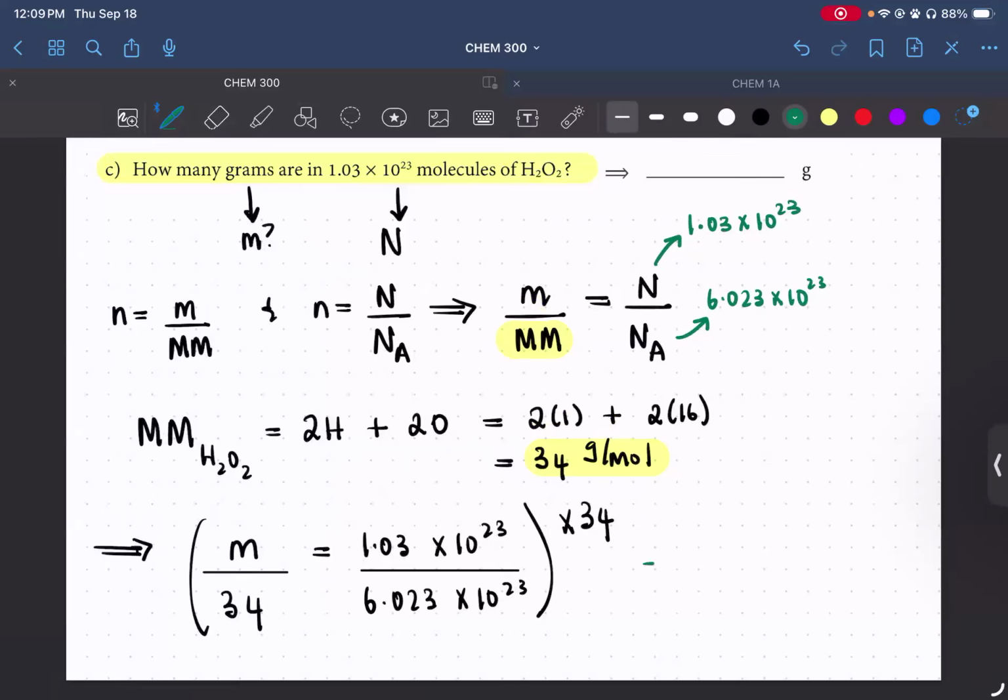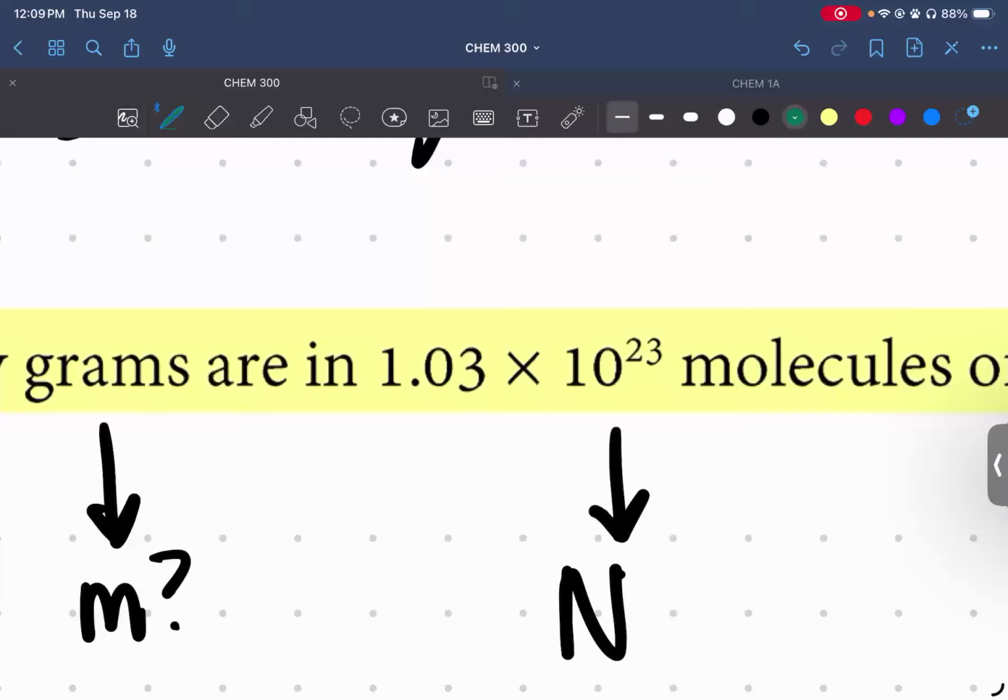So because it's the same number right here, I'll just write it. M is equal to 5.81 grams. I see a hand in front. It's in the question.